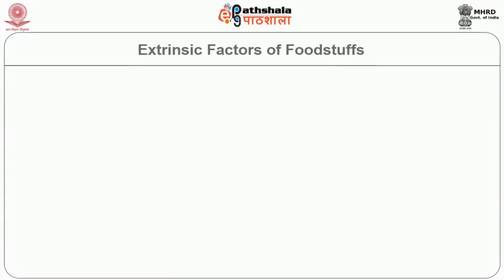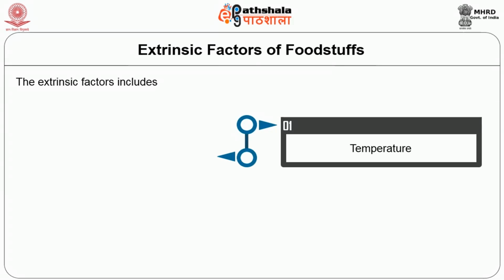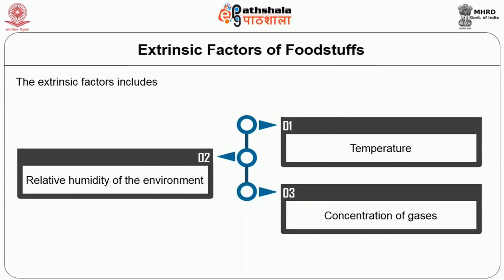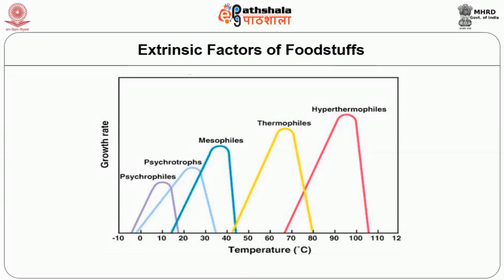Next are the extrinsic factors of foodstuffs. The extrinsic factors include temperature, relative humidity of the environment, and concentration of gases. Based on the requirement of optimal temperature for their growth, microorganisms are categorized into three different groups called psychrotrophs, mesophiles and thermophiles. Psychrotrophic organisms can grow well at or below 7 degrees Celsius. The lowest temperature at which a microorganism has been reported to grow is minus 34 degrees Celsius.